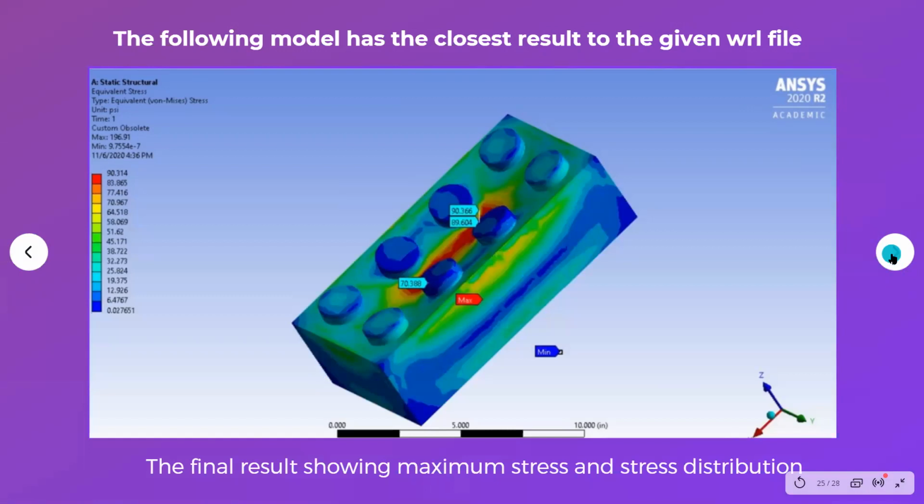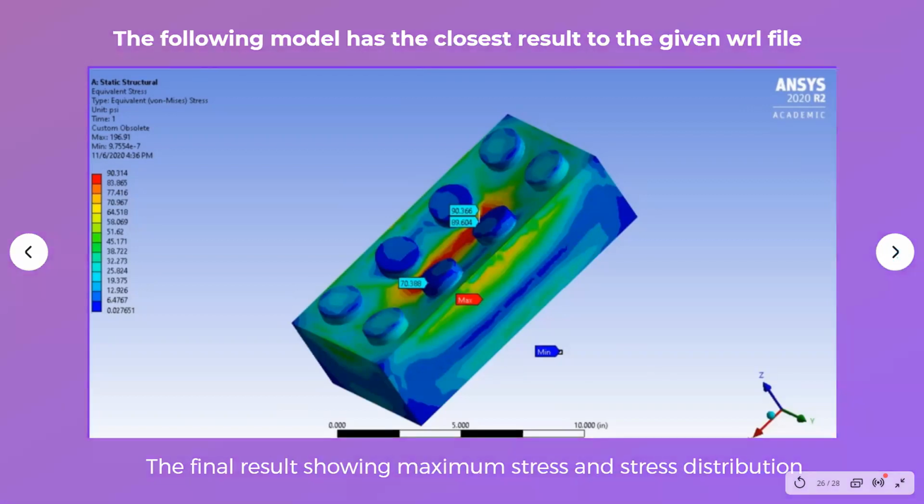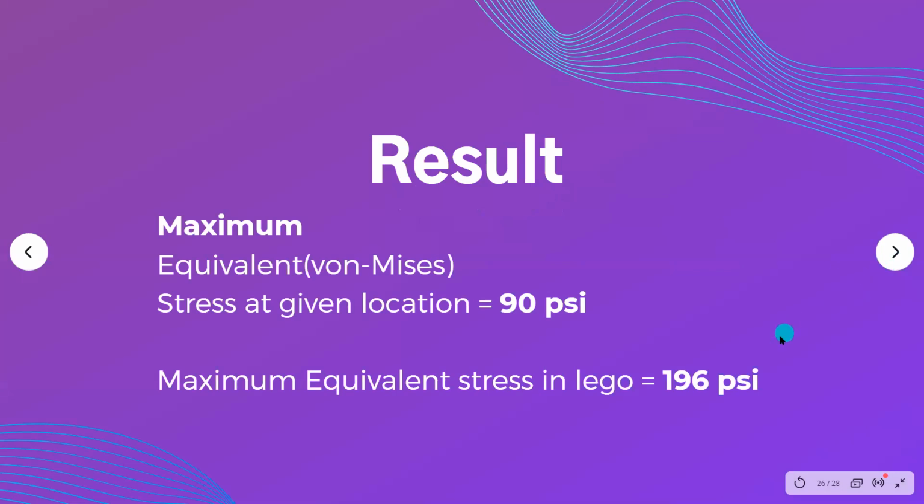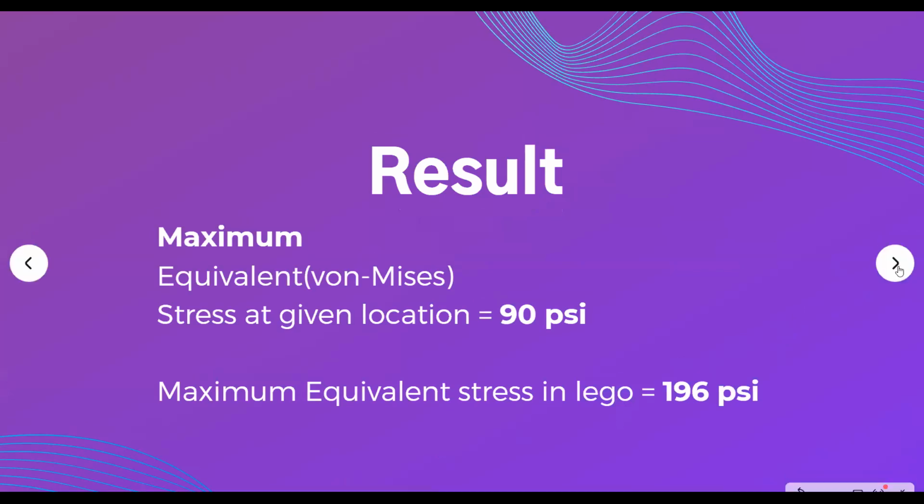When we calculated this, the maximum equivalent stress which we got in this case was 196.97 psi, which was at the intersection of the top of the brick and the top of the tube, whereas the stress which we got at the bottom of the stud was around 90 psi. So that's our submission. So the final result was 90 psi, and the overall peak had 196 psi, as Hassan mentioned.